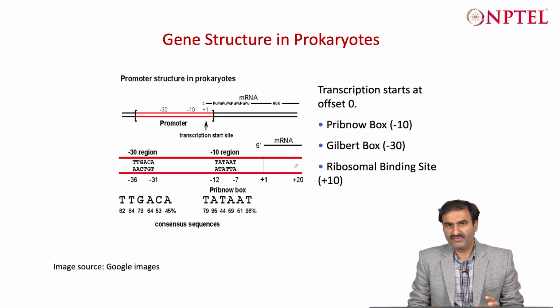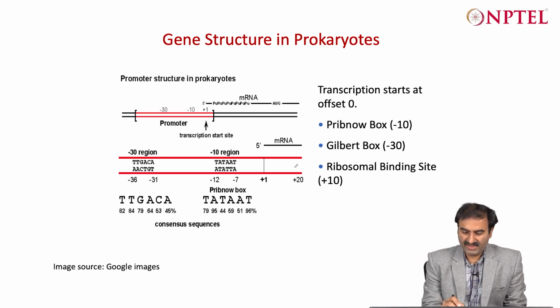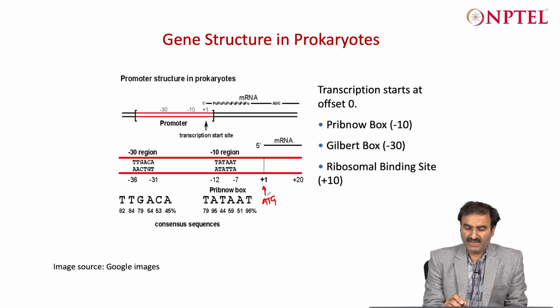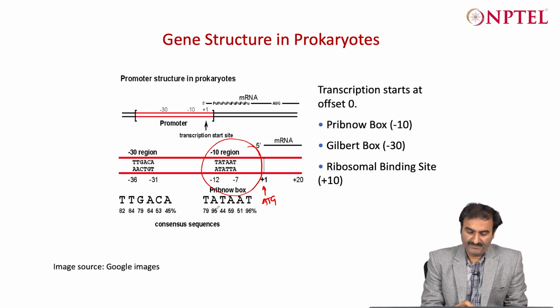Regarding the gene structure of a prokaryotic gene, you can see that the start of the gene is ATG, present somewhere here, right? Upstream of that is the -10 region, which is basically the promoter, or you can say the Pribnow box, basically the TATA region, the TATA box.